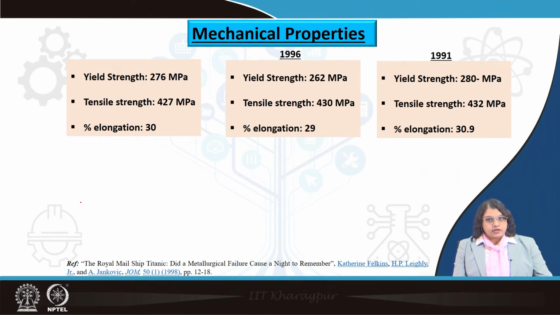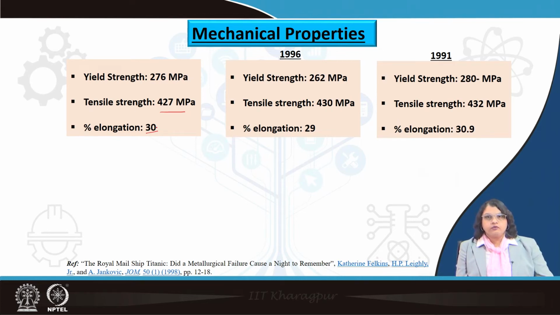Okay. So, next coming, as I said, microstructure is very closely related to the mechanical properties of the material, and these are the investigations on the Titanic steel that has been recovered particularly from the hull plate, and you can see that investigations have been done in several places at several times, and what has been found overall is that it has a yield strength of something like 260 to 270 MPa and tensile strength of 400 or more than 400 MPa, and percentage elongation, which is a signature for ductility, is around 30%.